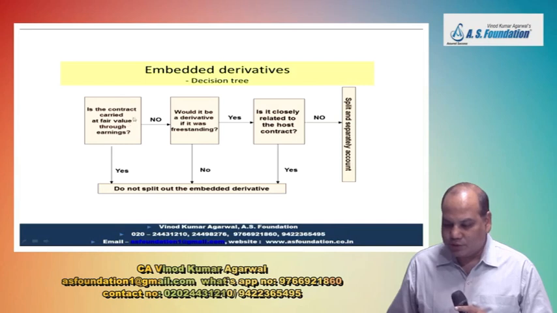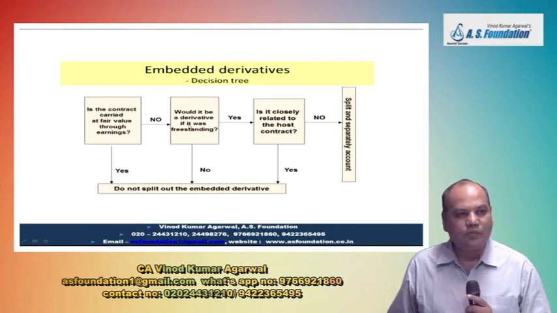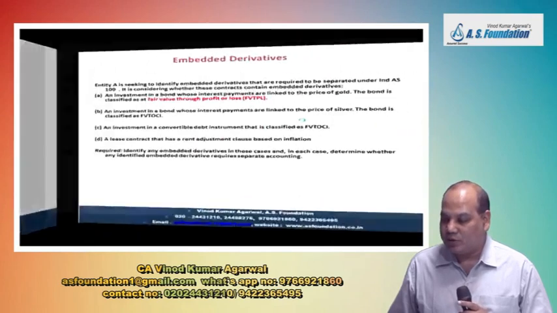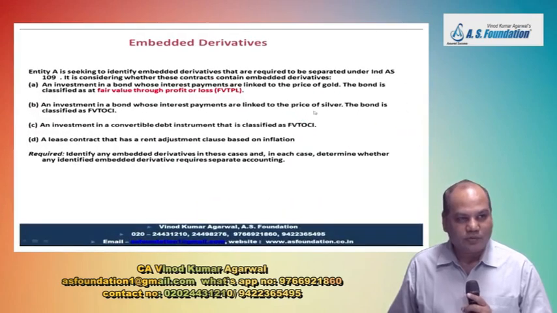Now again I will go to this diagram. First condition you have satisfied. The host contract is not an FVTPL. Second condition, you assume yes, that whatever features are there will meet the definition of derivative on a standalone basis. Third thing you have to check, is the host contract closely related to derivative? No. The interest payment is linked to the price of silver.